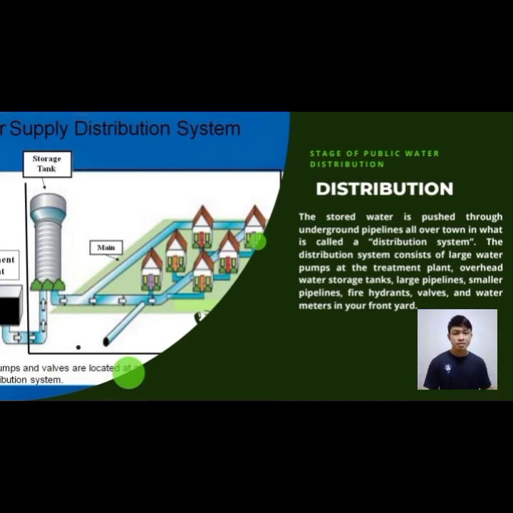Mula sa mga nagdaang stage, ang distribution ang pinakahuli sa lahat. Dahil ito na ang pinaka-final na gagawin. For example, ang mga malinis na tubig na naiimbak sa storage, ito na ang magdi-distribute papunta sa ating kanya-kanyang tahanan upang masuplayan tayo ng malinis na tubig na ginagamit natin sa pang-araw-araw.